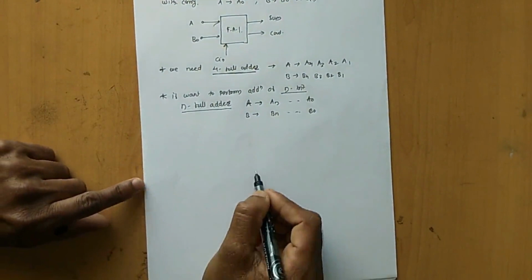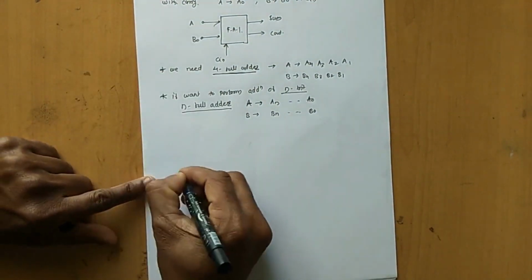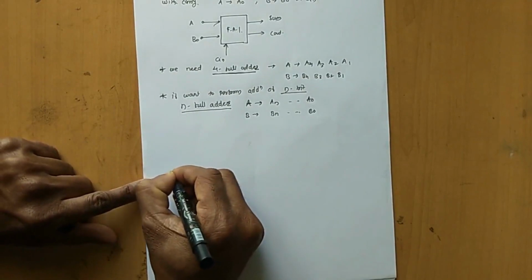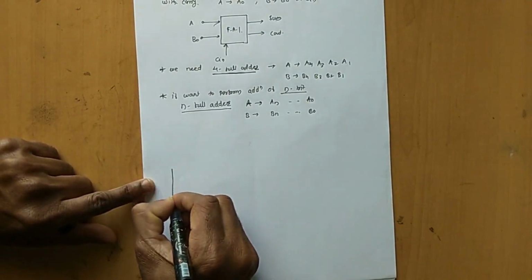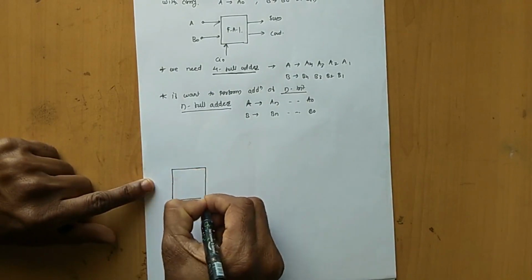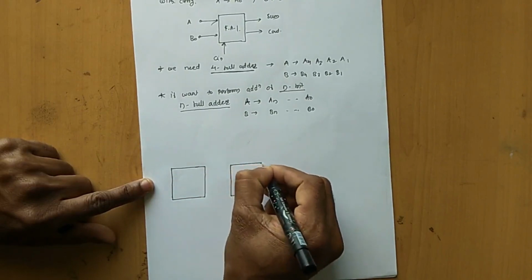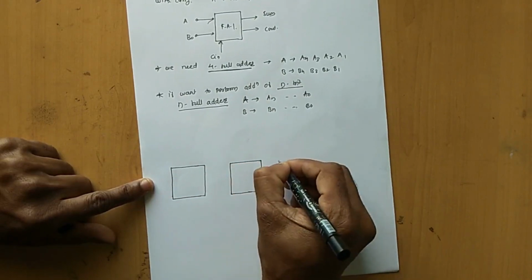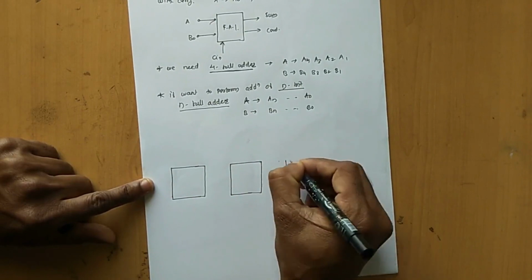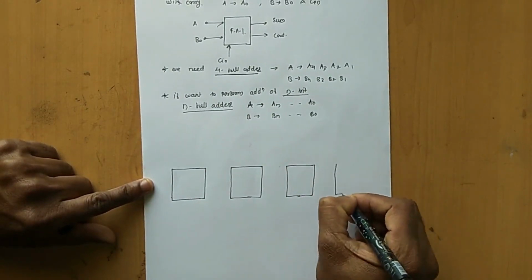And let's start with today's topic, that is the 4-bit parallel adder. For the 4-bit parallel adder, we need 4 full adders. This is the first full adder, that is MSB. This is the second full adder, second MSB. This is the third full adder, and this last one is the LSB full adder.